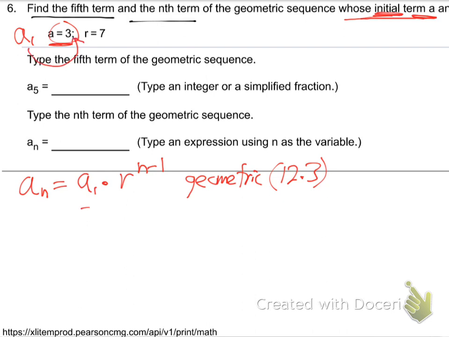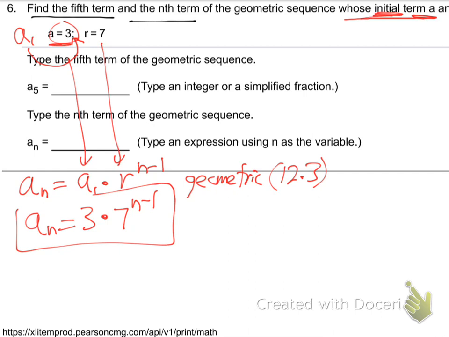So A1 is 3, so we just put that in right here. That's the initial term, the first term. The R is 7, so I'll put that in to the n minus 1. So there's the A sub n formula, which is actually the second question. Let's go back now and answer the first question. What's A sub 5? Is everybody good so far? See how I found A sub n? I just put in the A1 and the R. Now to find A sub 5, just plug in the 5, because n is 5.